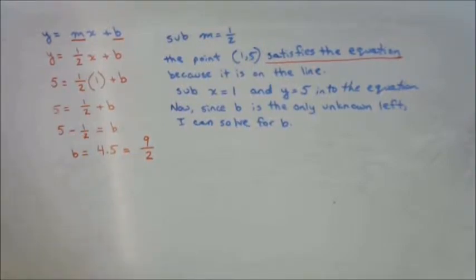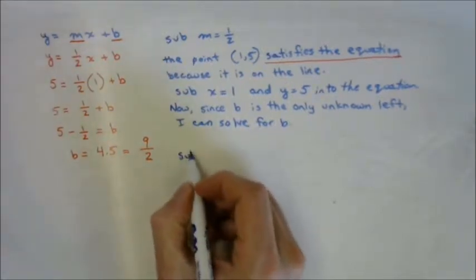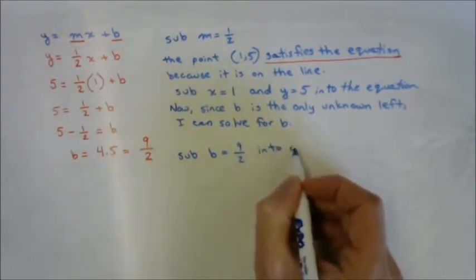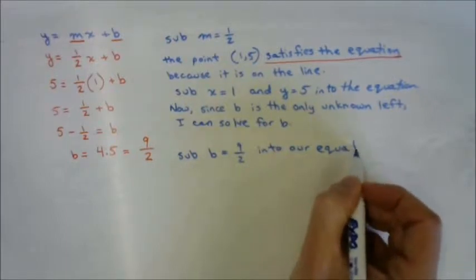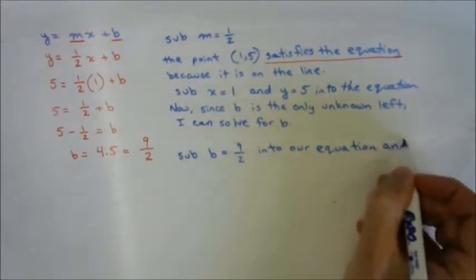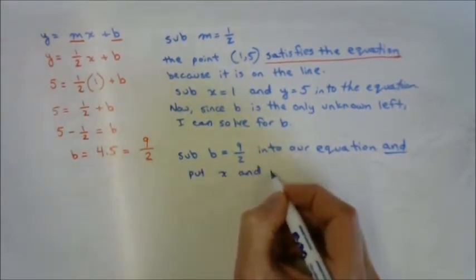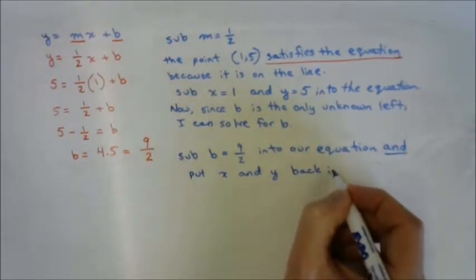Now that's the y-intercept. Well, if that's the y-intercept of the line, then it's always going to be the y-intercept of that specific line. That line will always, only ever go through the y-axis at the point 4.5. Okay? So now what we do is we sub b equals 9/2 into our equation, and put x and y back in.